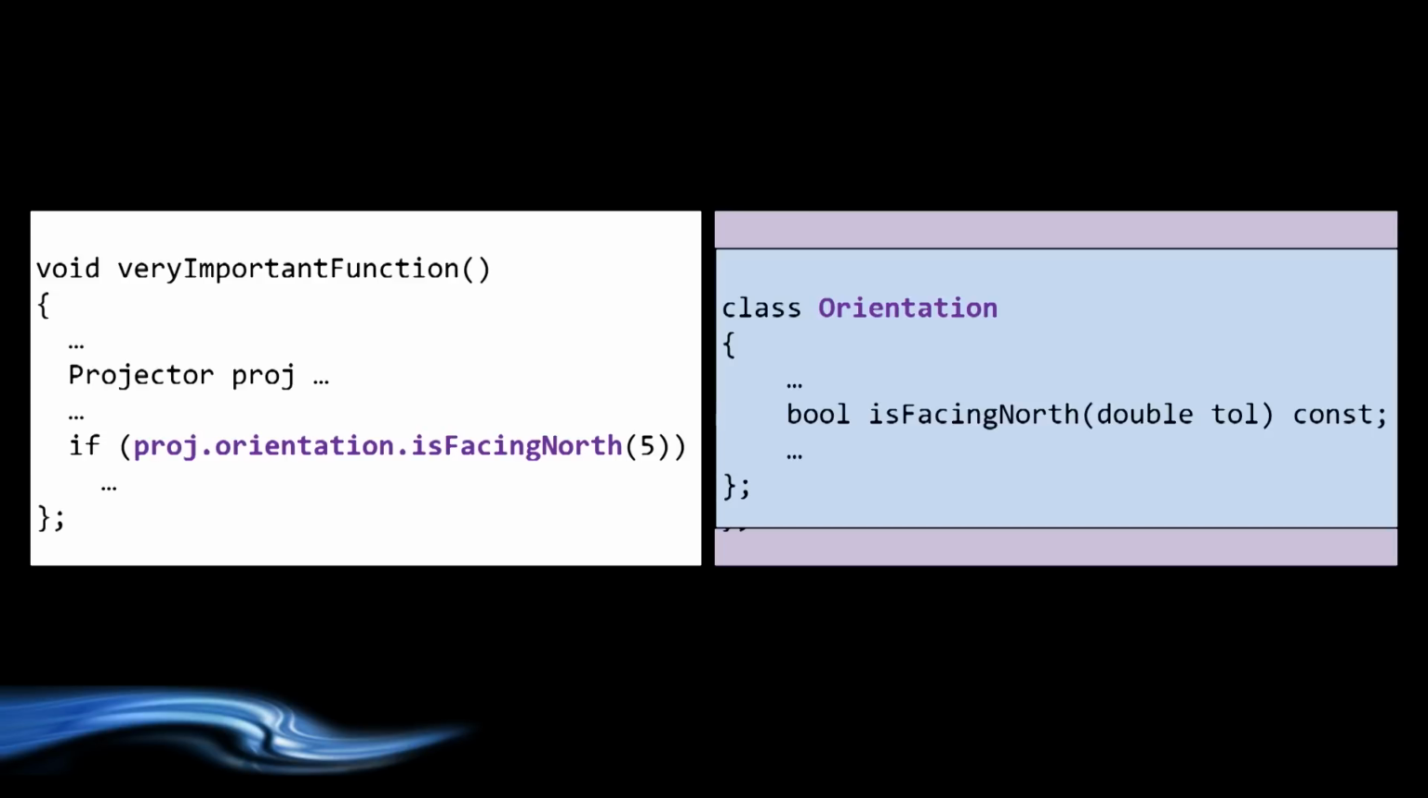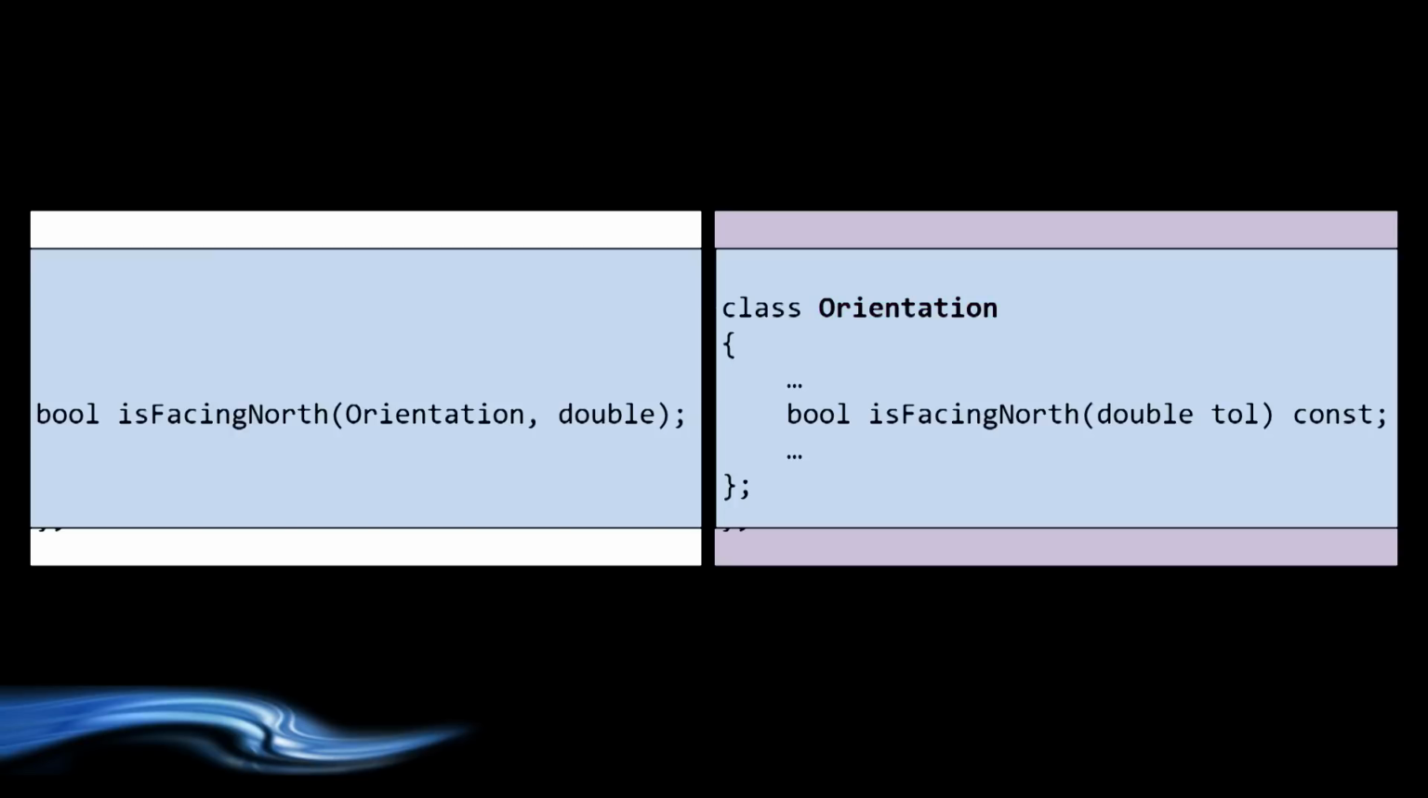But what about we just put it on orientation? It doesn't make sense to be on projector. It's kind of specific for a projector, but orientations are all about orientation. So we could just put this function on orientation. Is it facing north? Within a tolerance. Or it could be a free function. Which is better?